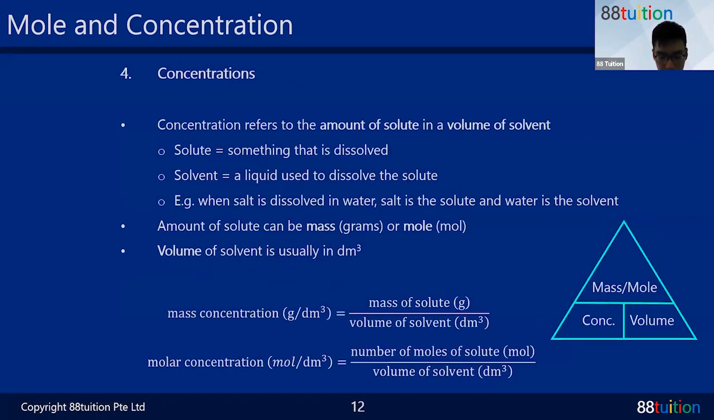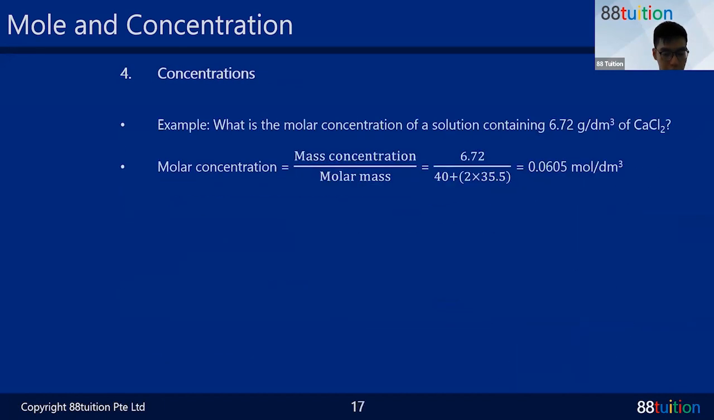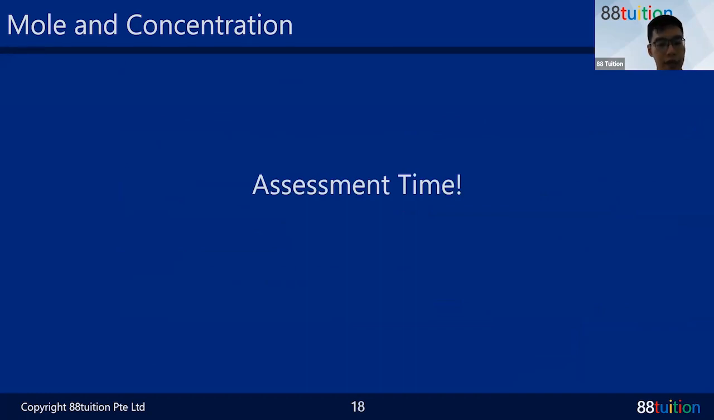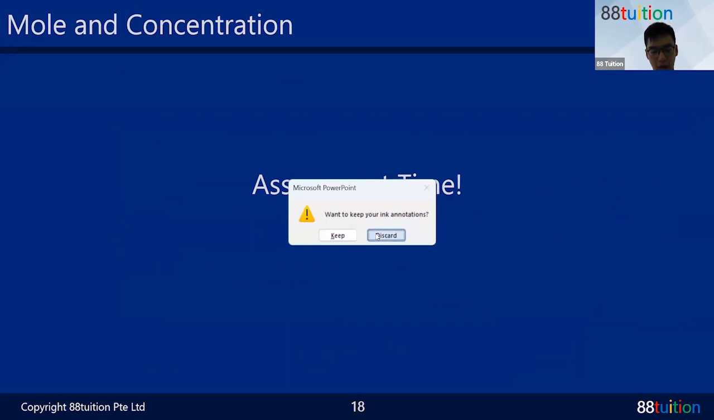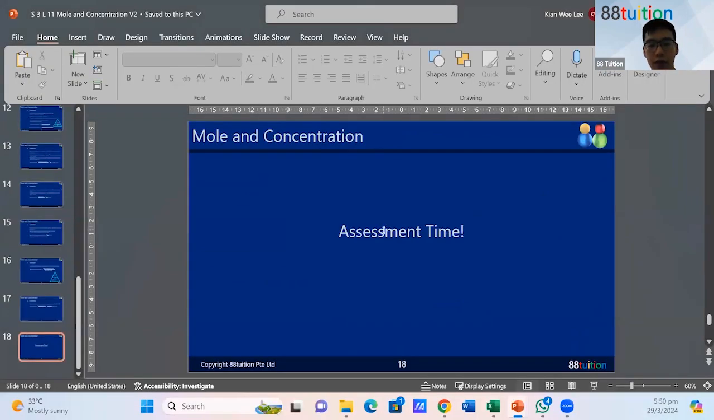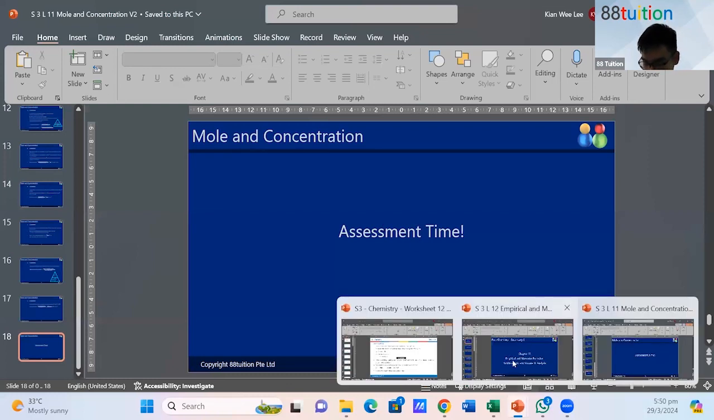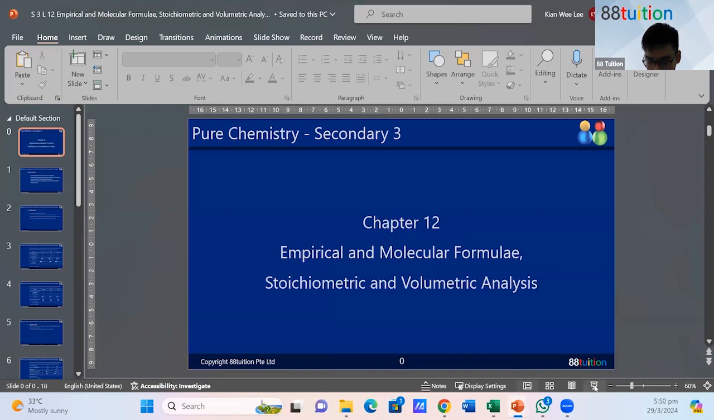Okay, so I'll skip concentrations also, because we won't need that for today's practice questions. That was basically to give you the background of mole and a little bit of calculation. Then I go into the lesson for today proper. Chapter 12.